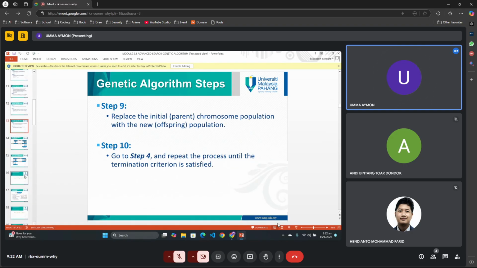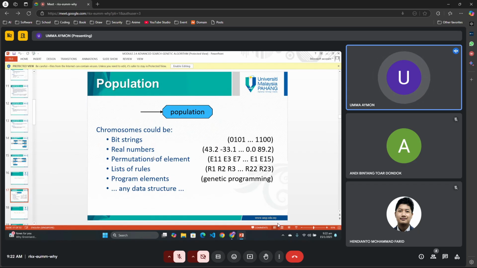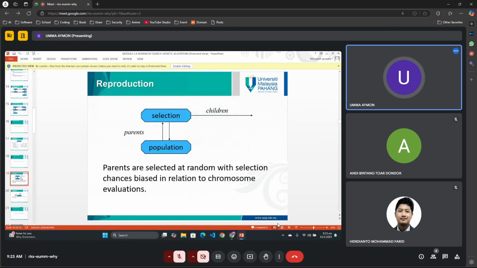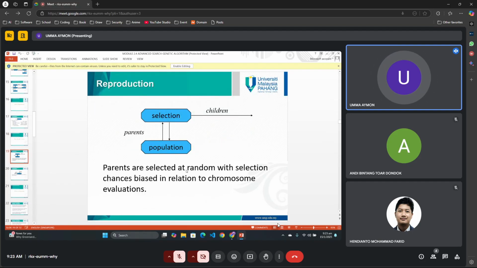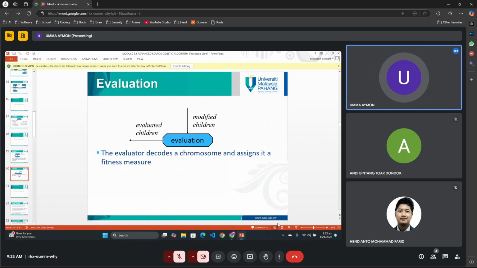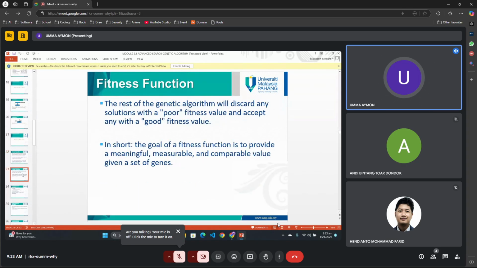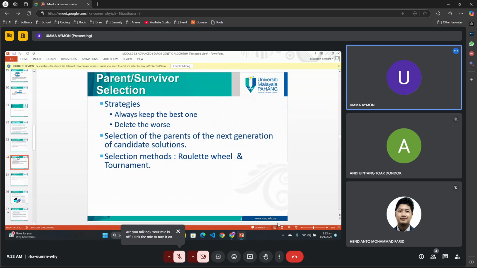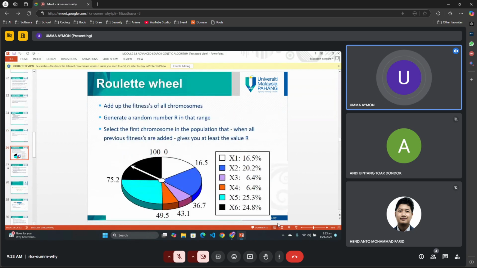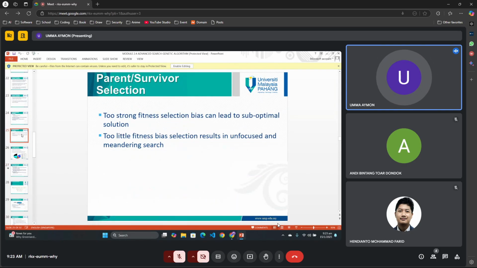So it can be a bit string, real number, permutation, or a list of rules. In this case, there is a bit string given in the exercise. Sometimes we have to select the parents. Parents are selected at random with selection chances biased in relation to chromosome evaluation. An evaluator decodes a chromosome and assigns it a fitness measure. So the fitness function will be given, and these are the basics of genetic algorithms.